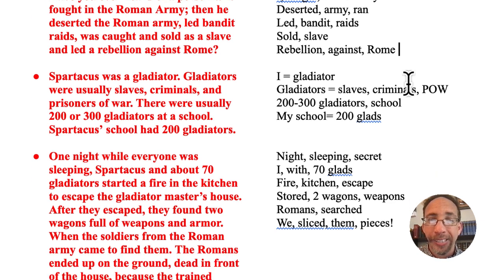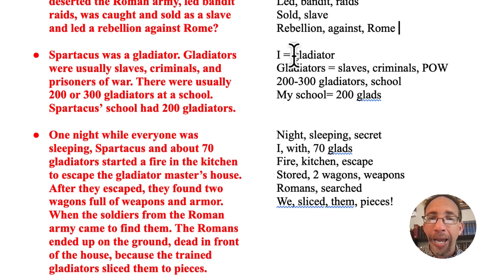And you can see that in the second section here also. I equals gladiator, gladiator equals slaves, criminals, prisoners of war, 200 to 300 gladiators in a school, my school equals 200 gladiators. And you could see how he would be able to use that, look at the keyword outline, look up at the audience, and really communicate what he wanted to say in his 2 or 3 minute Faces of History presentation.